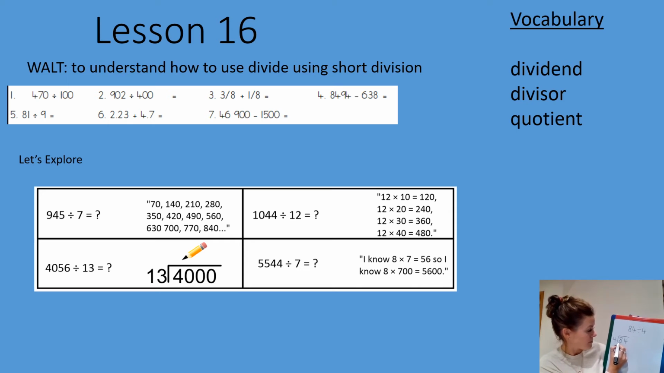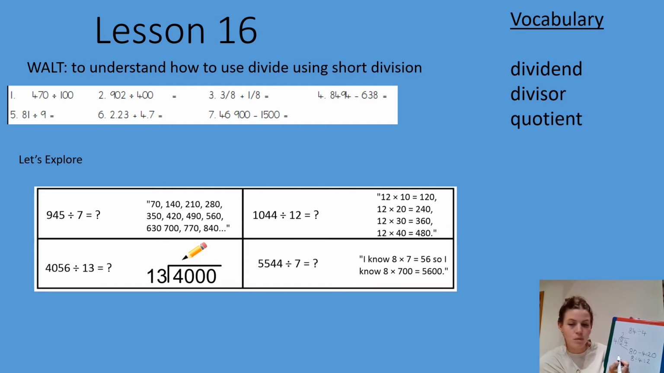So we can see that the 8 and the 4 are both multiples of 4. I know that that represents 80. 80 divided by 4, I can use 8 divided by 4 equals 2. So 80 divided by 4 must equal 20. So by putting my 2 in the tens column, that represents 20.